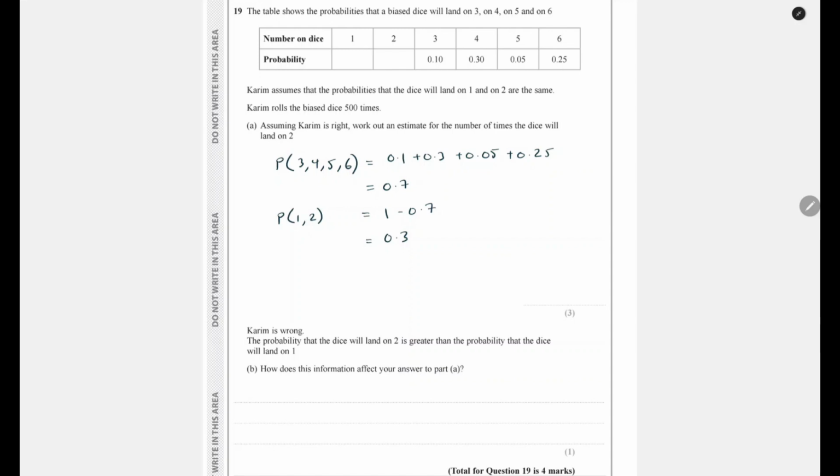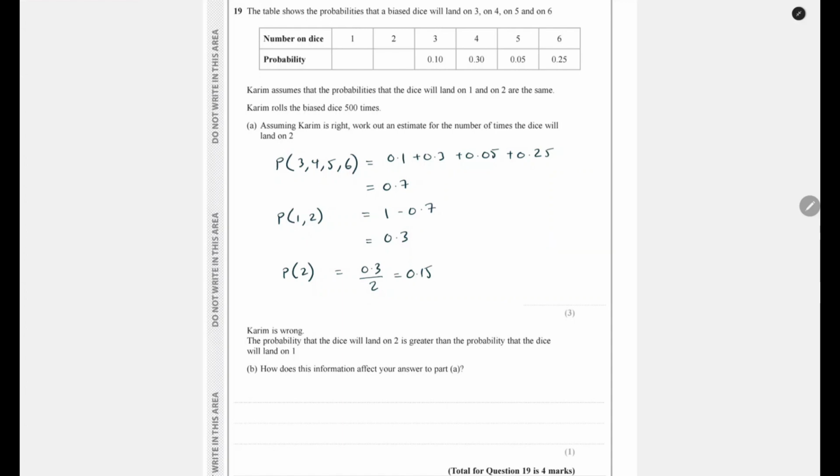Now, Kareem assumes that the probabilities that the dice will land on 1 or 2 are the same, which means we can divide each one by 2. So the probability that it lands on 2 is just 0.3 divided by 2, and that's 0.15.